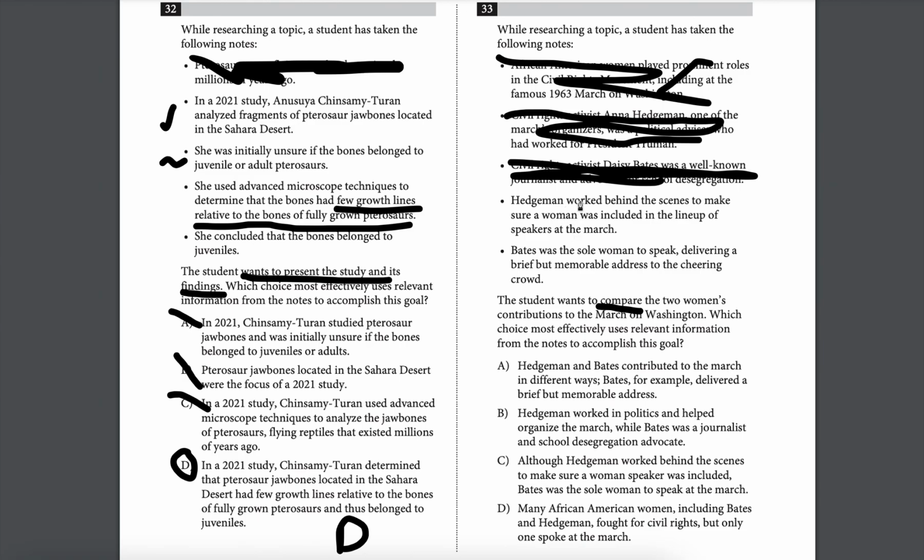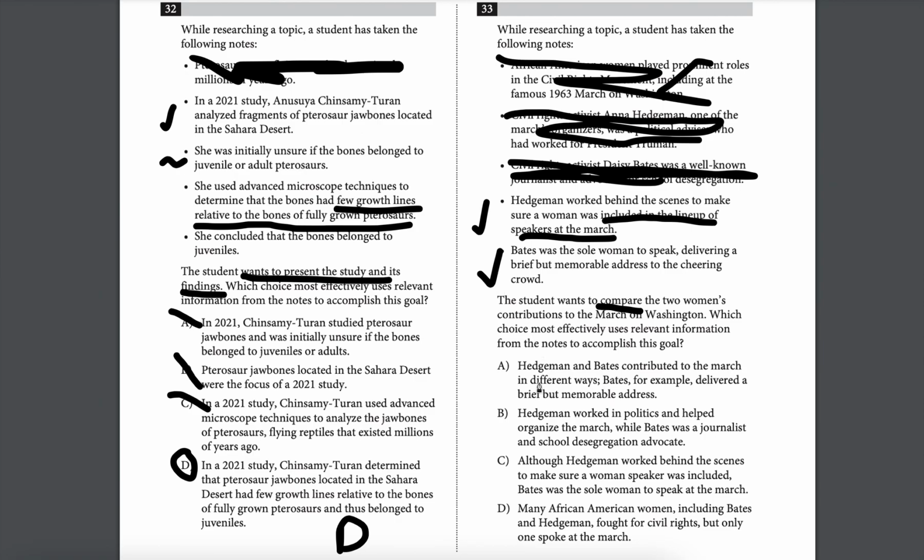All right. Hedgeman worked behind the scenes to make sure a woman was included in the lineup of speakers at the march. So she was included in the lineup as speakers of the march, so that is important. That was a contribution to this march. While Bates was the sole woman to speak, who delivered a brief but memorable address to the cheering crowd. That was another contribution, so I think we can definitely use these two.